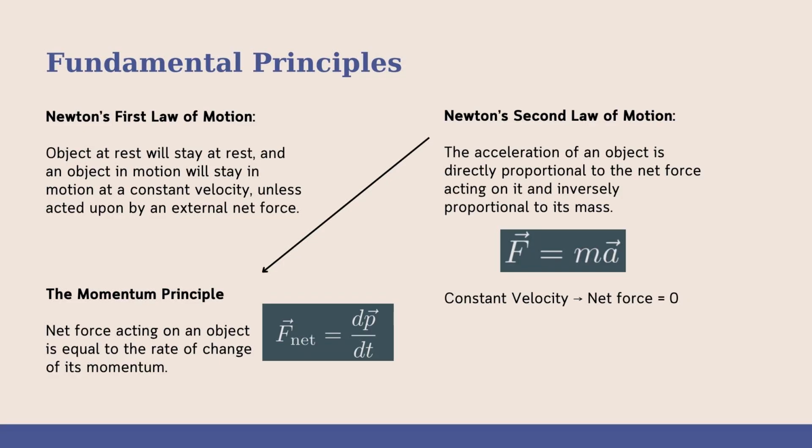Newton's first law states that an object at rest will stay at rest, and an object in motion will stay in motion at a constant velocity unless acted upon by an external force. Then we have Newton's second law, which states that the acceleration of an object is directly proportional to the net force acting on it and inversely proportional to its mass. The second law is also equivalent to the momentum principle, which states that the net force acting on an object is equal to the rate of change of its momentum.